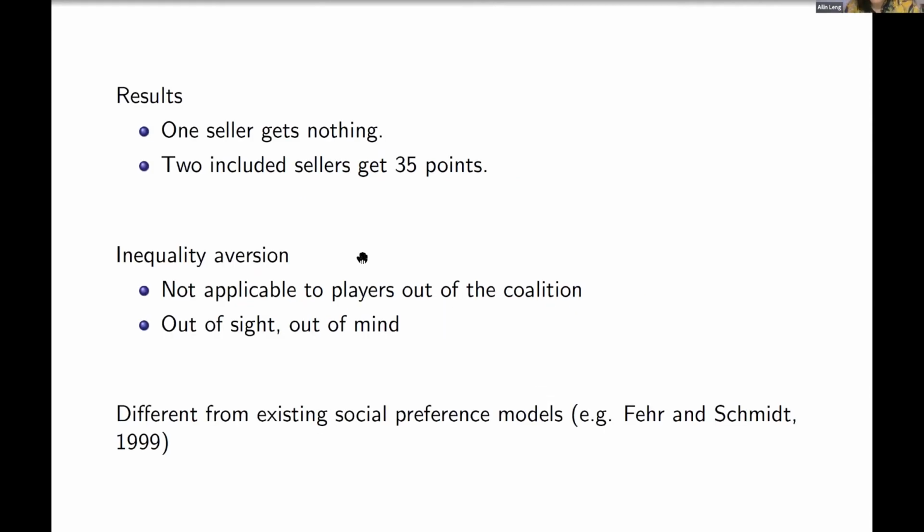So here is my discussion section in my paper. It's about inequality aversion, because I find one seller is excluded with nothing. Then the two included sellers each get above 35 points. It seems the inequality aversion is only applicable to the included players. If a player is out of sight, then that player is out of their mind. Such observation is different from existing social preference models. None of them predicts that the inequality aversion should depend on inclusion or exclusion of the players.